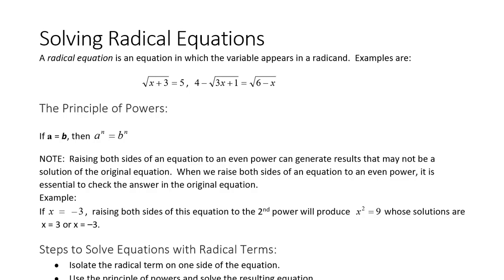When we raise both sides of an equation to an even power, it's essential to check the answers in the original equation. Some examples would be if x equals -3, raising both sides of the equation to the second power will produce x squared equals 9, whose solutions are x equals 3 and x equals -3.